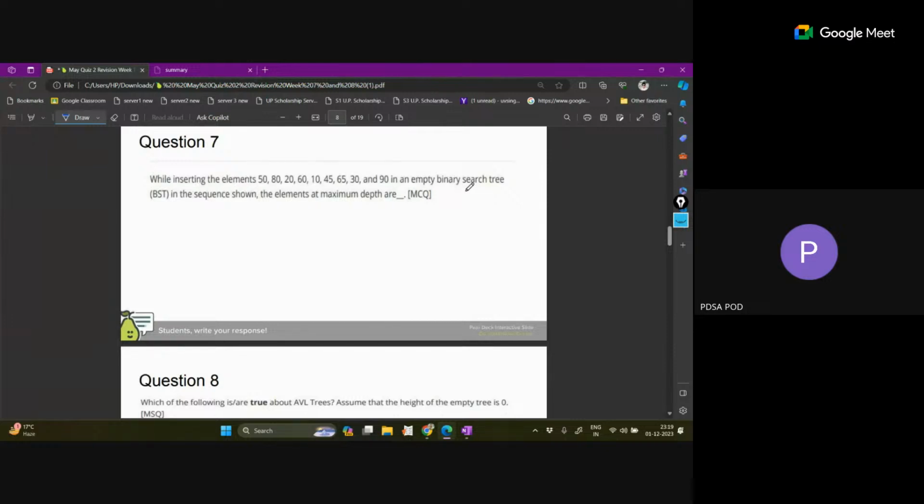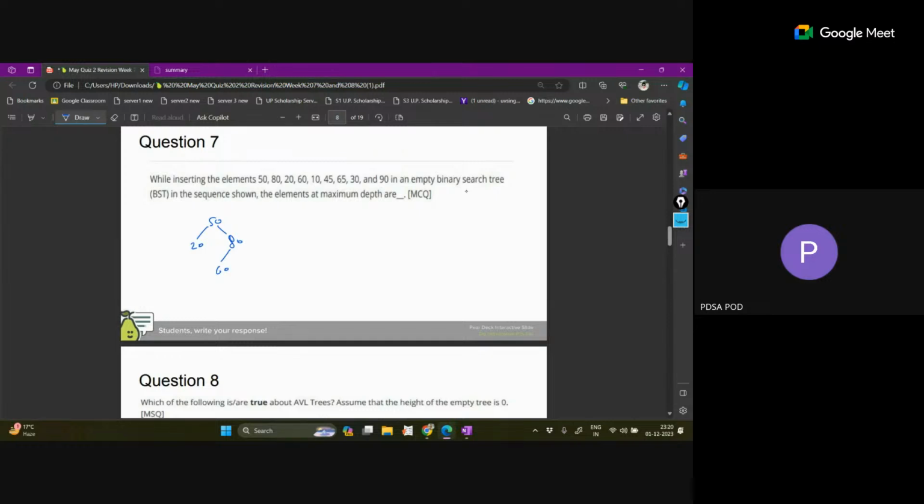Okay, so this is binary search tree insertion operation. You can simply create the binary search tree quickly. 50 is the first node, then add the nodes one by one. 80 will be added on this side. Now 20 is smaller than 50, so 20 will be added here. 60 is greater than 50, smaller than 80, so 60 will be added here.